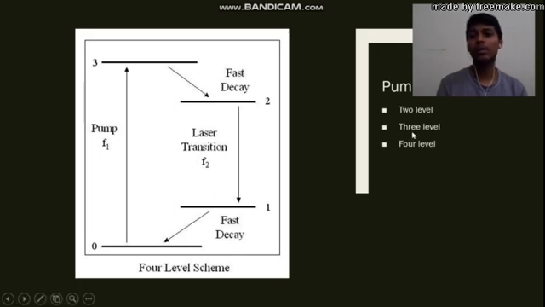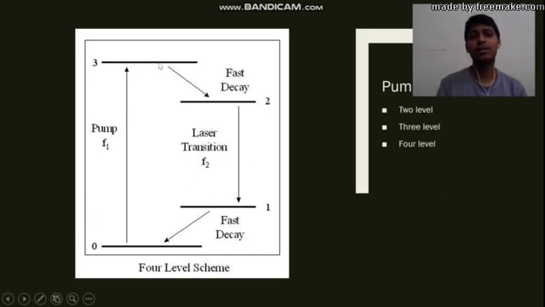In 3 level, though 3 level is more convenient than 2 level, it is highly difficult to maintain. So the most convenient one is the 4 level pumping scheme. Let us briefly introduce the 4 level pumping scheme. First we provide certain photons to the ground state, and the atoms readily jump from the ground state to the excited energy state, that is number 3.